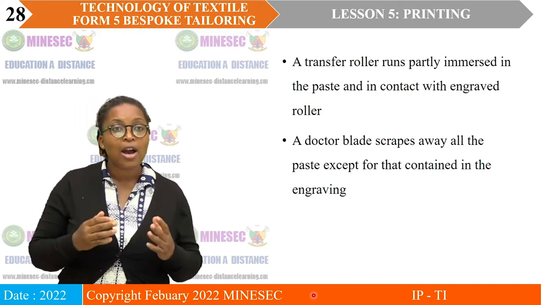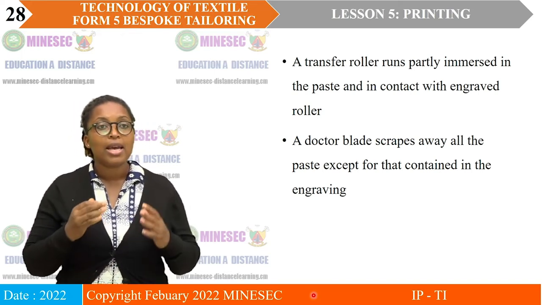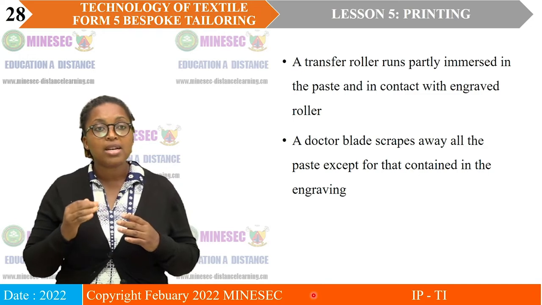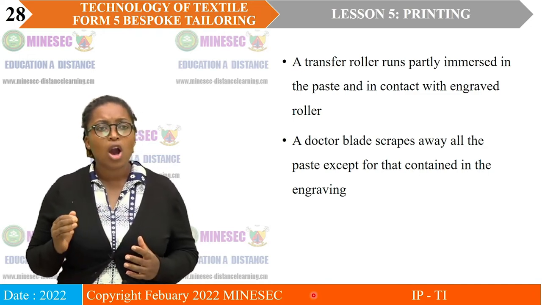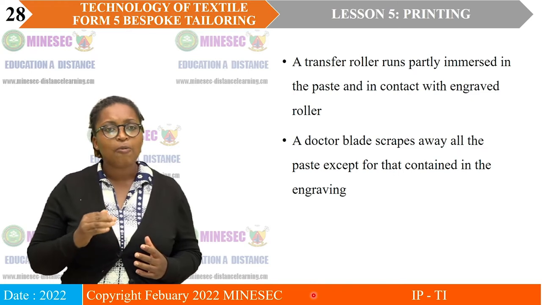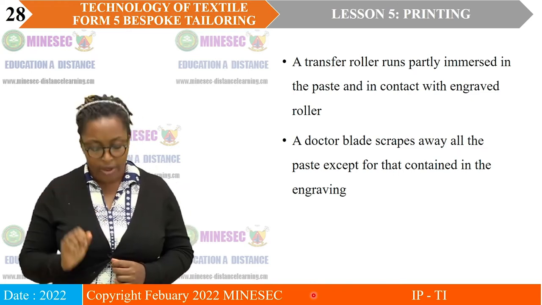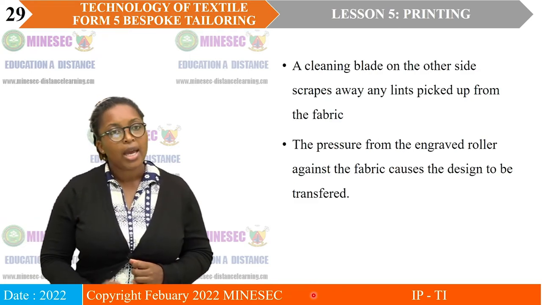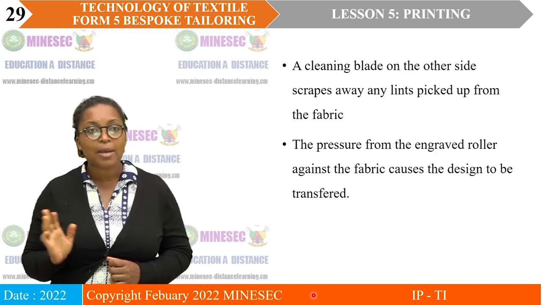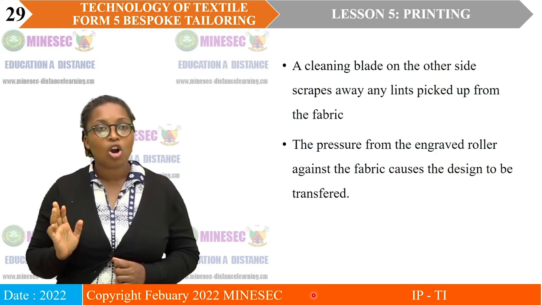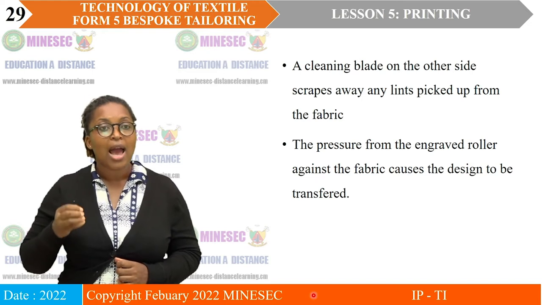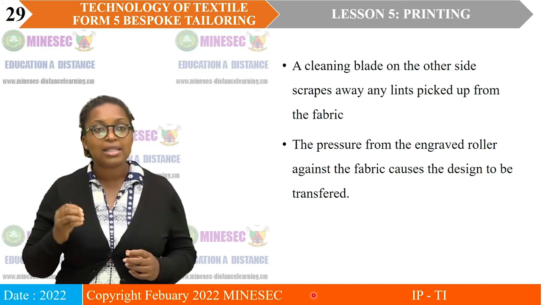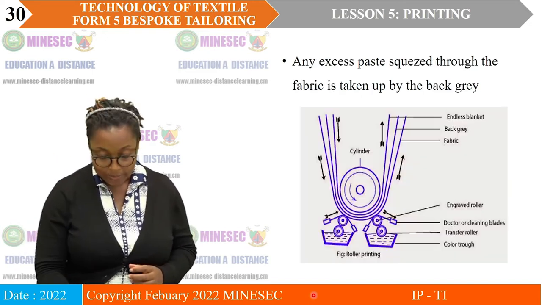So a transfer roller runs partly immersed in the paste and in contact with the engraved roller. A doctor blade scrapes away all the paste except for that contained in the engraving. A cleaning blade on the other side scrapes away any lint picked up from the fabric, and the pressure from the engraved roller against the fabric causes the design to be transferred.